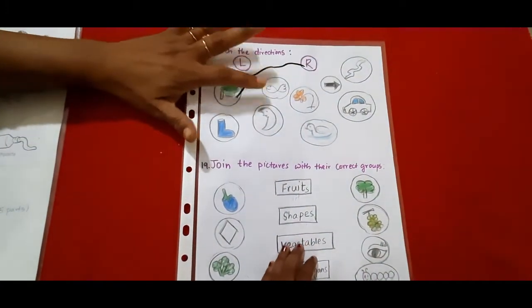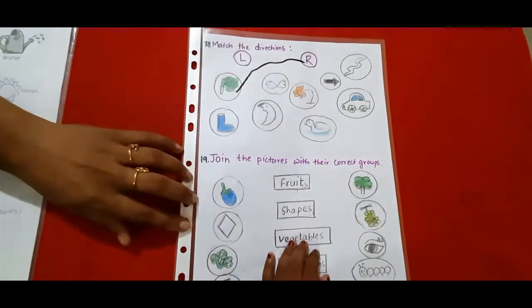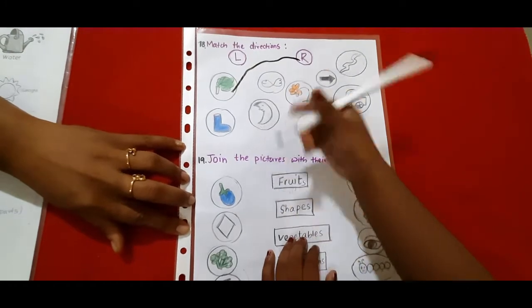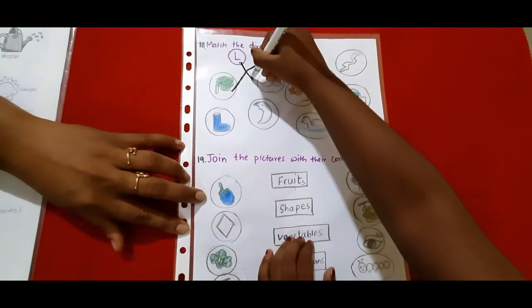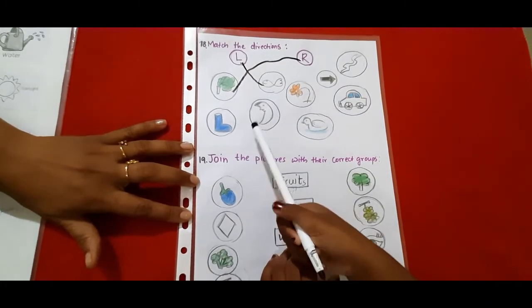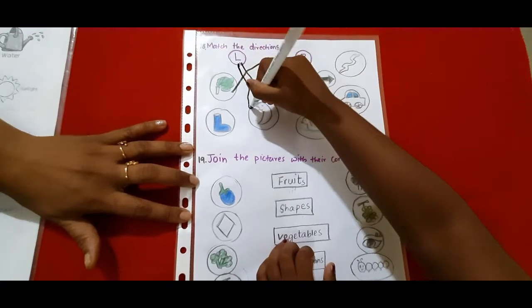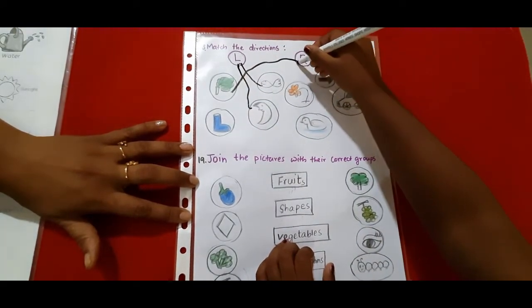The fish. I did not tell you. Come on, do the fish. Left side. Very good. The moon. Right side. No, see. Left side. Yes. They might get confused between left and right.